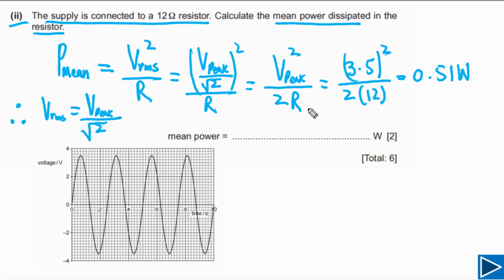This question has 2 marks. If you have written the right formula, you will get 1 mark, and that is C1 mark. And the second mark is the answer mark. If you have got the right answer, you will get the second mark.